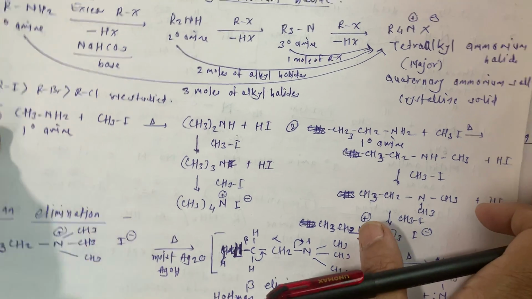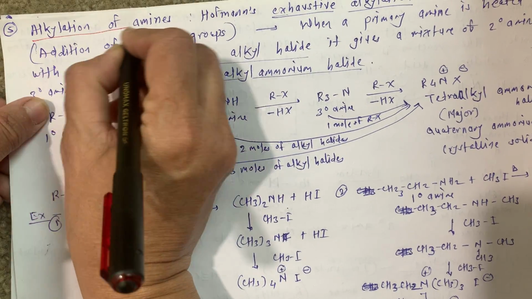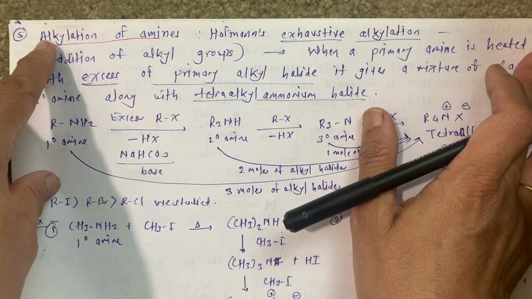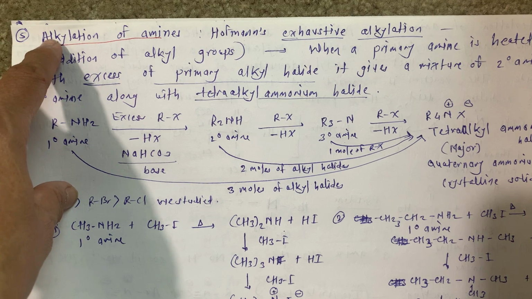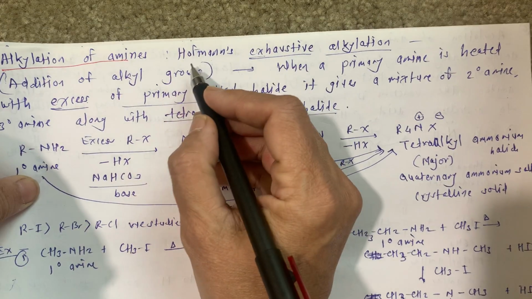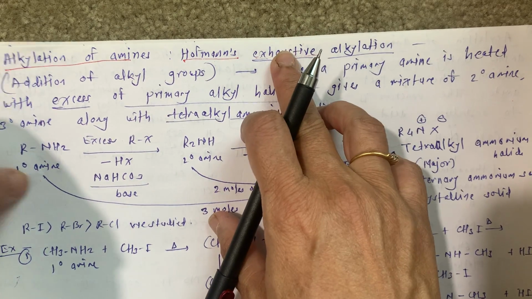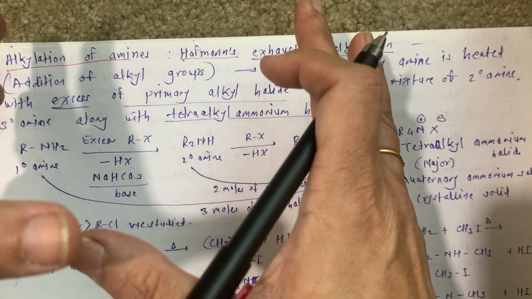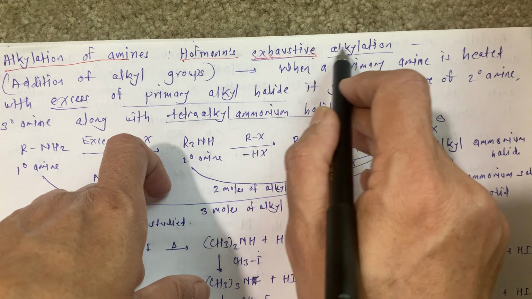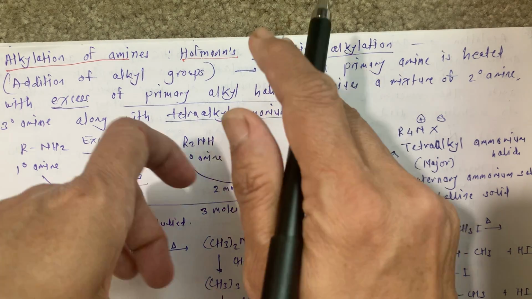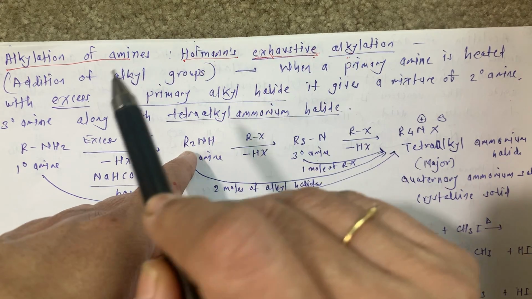Now the next one is alkylation of amines. Up till now we have heard this word alkylation many times. It is nothing but when an alkyl group is attached, that is known as alkylation of amines, and this is specifically Hofmann's exhaustive alkylation. Exhaustive means alkylation occurs in a large quantity, very exhaustively, so their strength and quantity are more. So that is exhaustive alkylation.